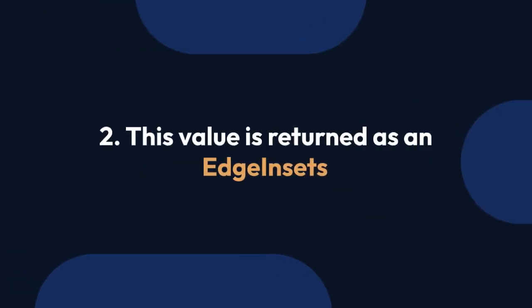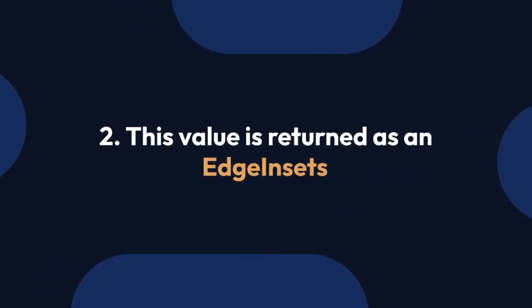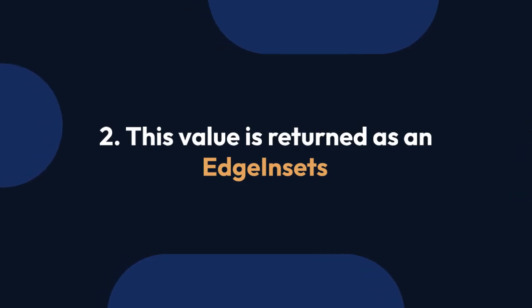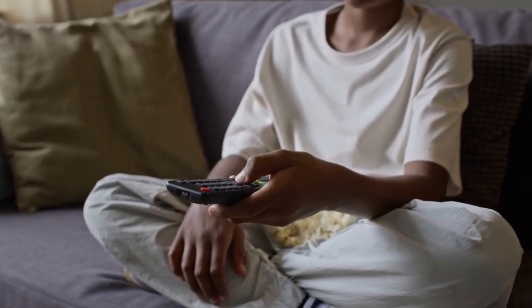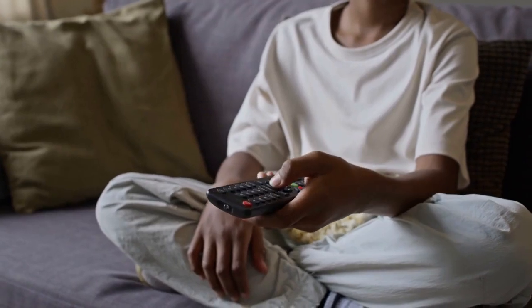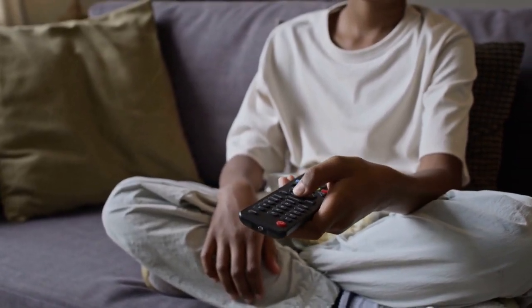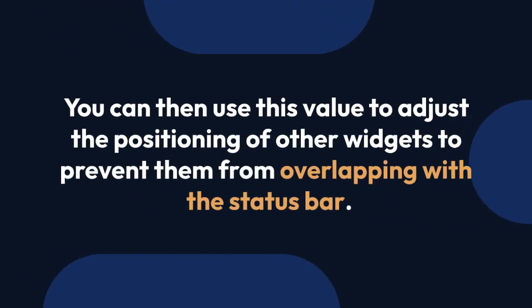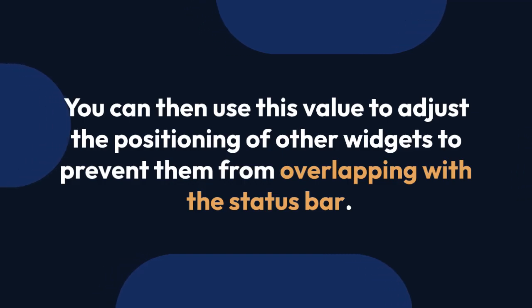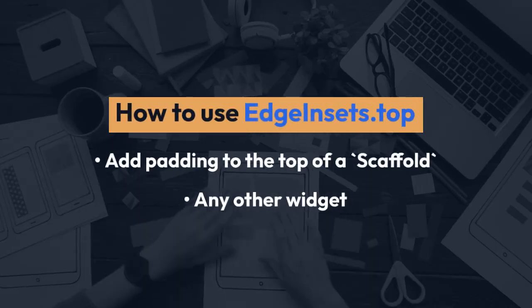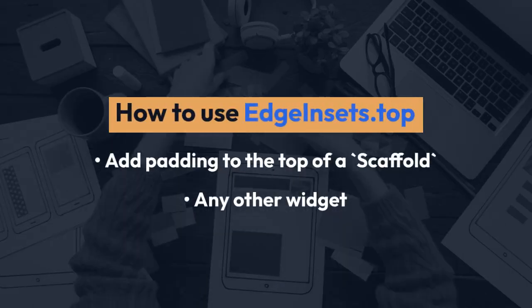This value is returned as an EdgeInsets, which is a class representing the spacing around a widget. The top property of this EdgeInsets gives us the precise numerical value representing the status bar height in pixels. You can then use this value to adjust the positioning of other widgets to prevent them from overlapping with the status bar. For example, you could use it to add padding to the top of a Scaffold or any other widget.